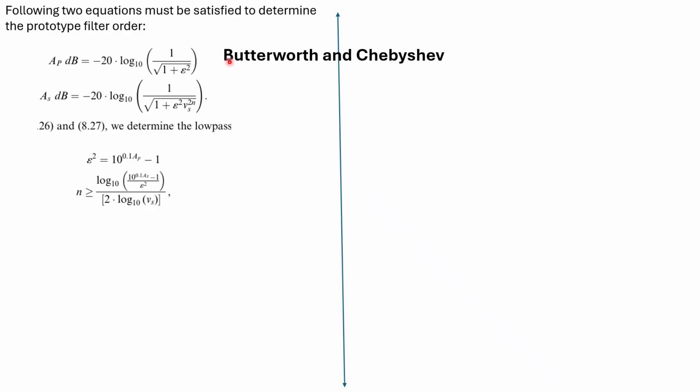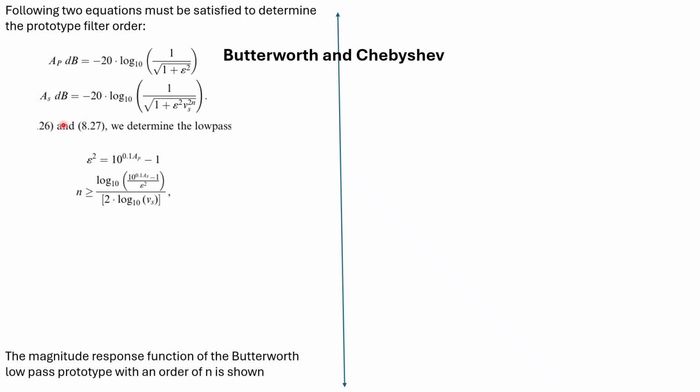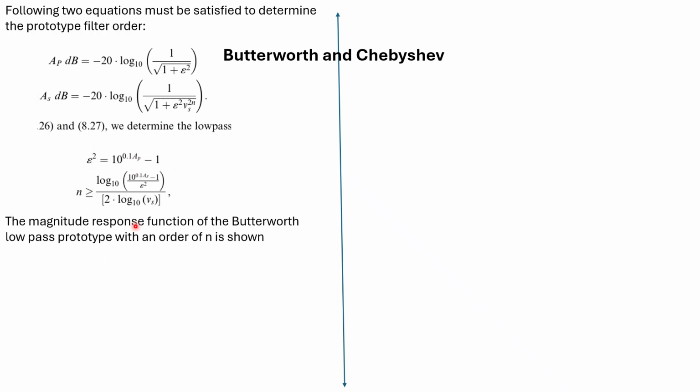The following two equations must be satisfied in order to determine the prototype filter. The gain will of course be 20 log of 1 plus zeta square, and you can also calculate zeta. Zeta you can calculate as the square root of 10 to the power 0.1 Ap minus 1, and n is the order. If you want to find the order for any filter, you can use this equation and find it out. If the order is close to 1, you can use order 1, and if it is near 2, 3, 4, 5, whatever, it will be your order. For the Butterworth filter or the Chebyshev filter, the order depends on the value of n. So you can check this, right?